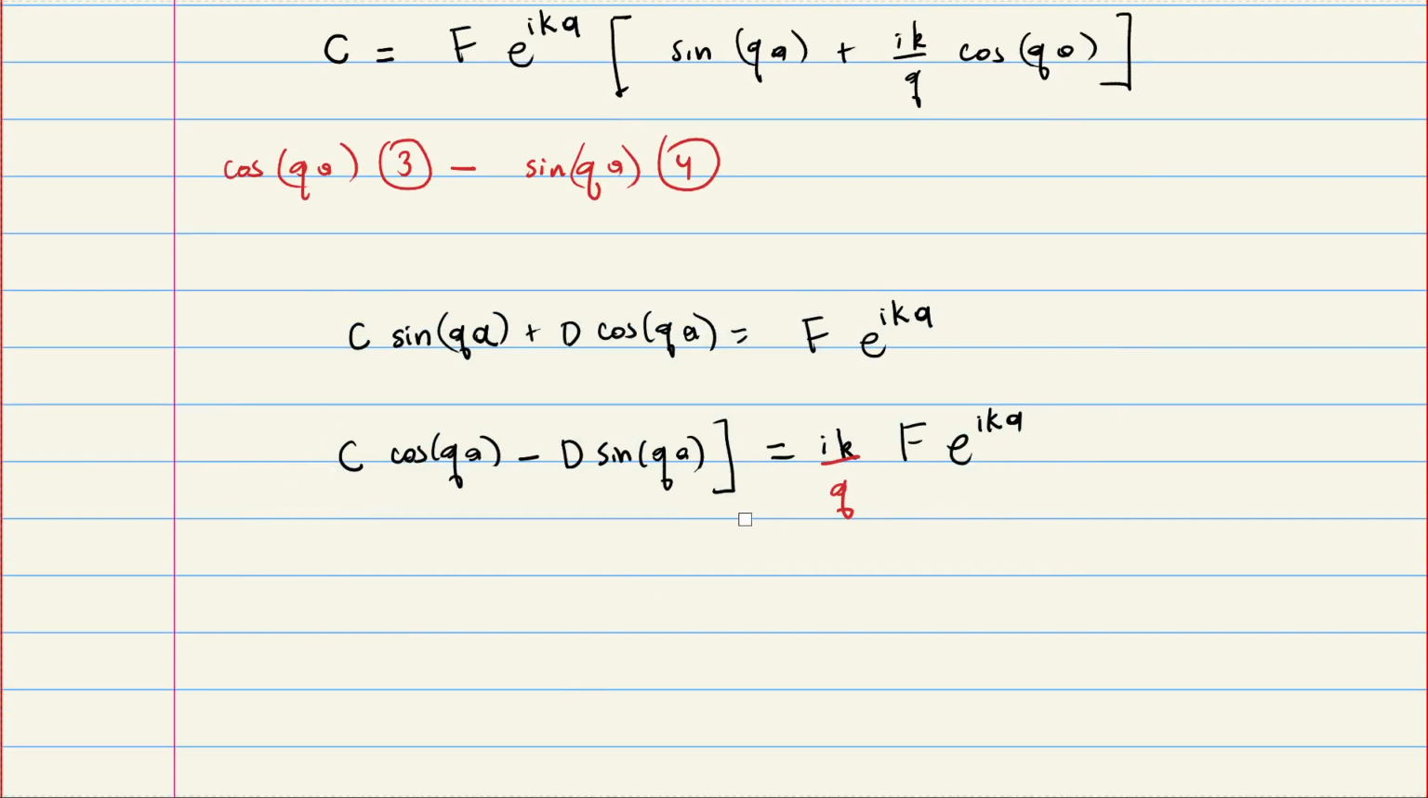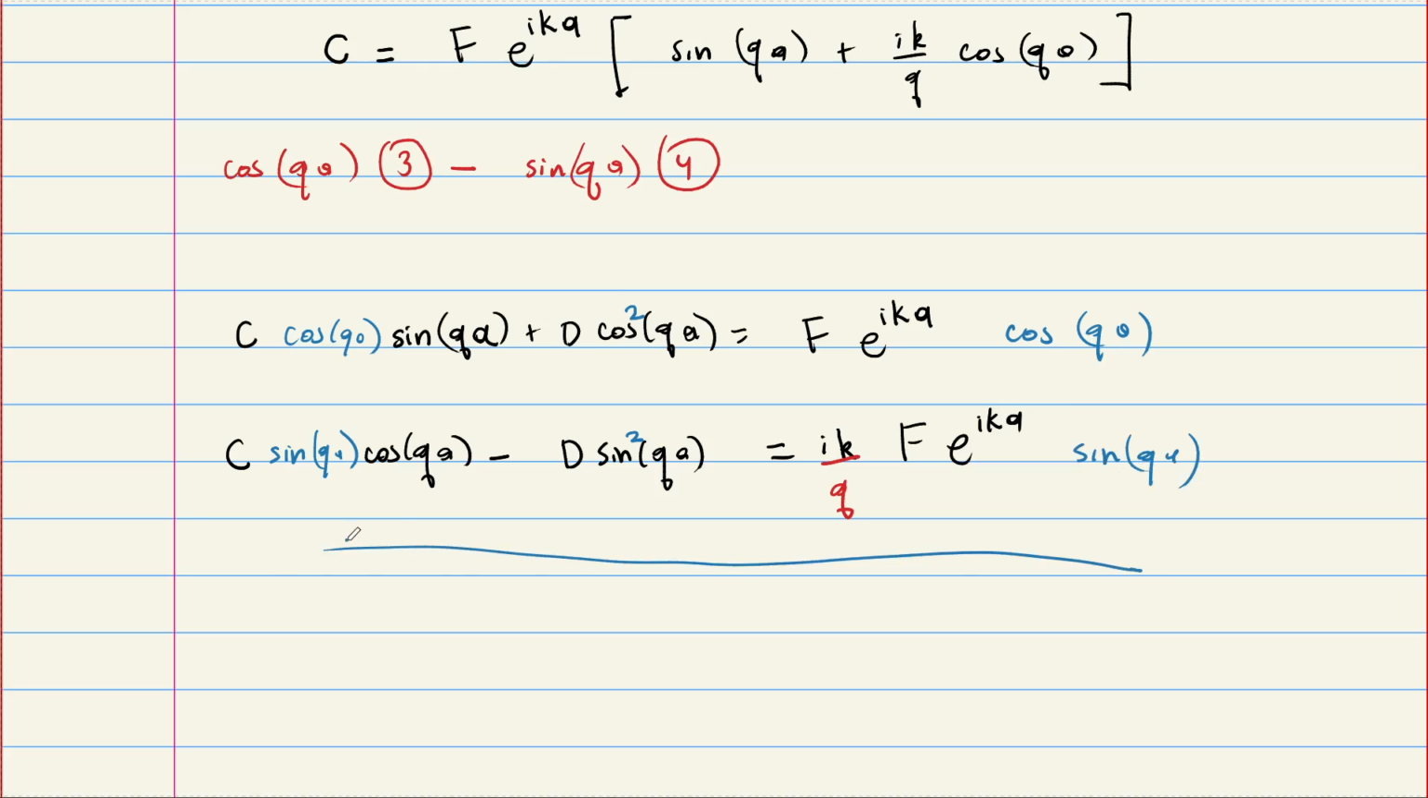Let me erase this. So now, okay, push these guys. Multiply this with cosine, so there is cosine qa, and this is cosine squared. Multiply this with sine, so this is sine qa, and this is sine squared. And now I need to multiply cosine qa here, and I need to multiply sine qa here. And I take the difference.